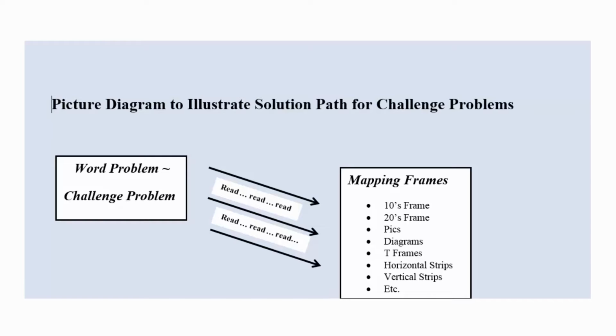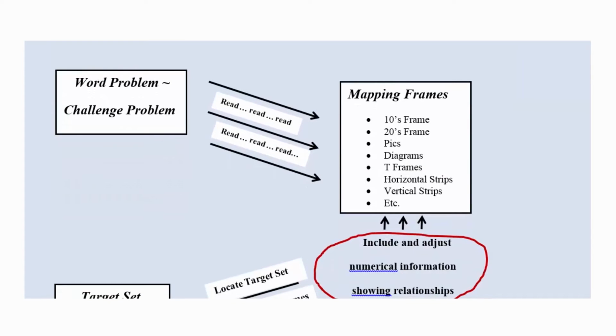So looking at the screen in front of us, which is entitled Picture Diagram to Illustrate Solution Path for Challenge Problems, you're going to be looking at a word problem or a challenge problem, as I like to call them. The question is, when you start reading the words in the problem, how many times do you have to read it to try and figure out what the problem is saying, what's involved in this problem, what questions it's asking you to answer? And in class I said, well, how many times will you have to read the word problem? Well, the answer is as many times as it takes for you to take all the information that's in printed form and transfer it to picture form on a sheet of paper. So you'll read and you'll read and you'll read as many times as you're able to do that.